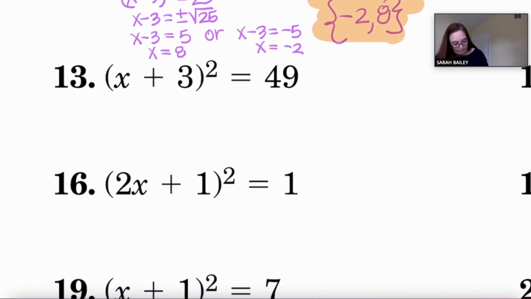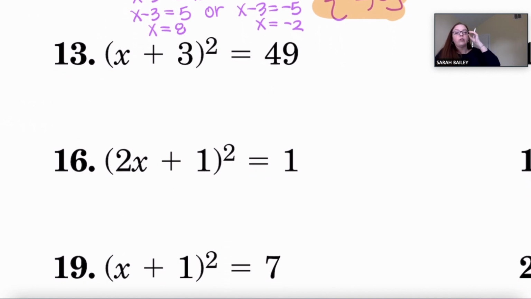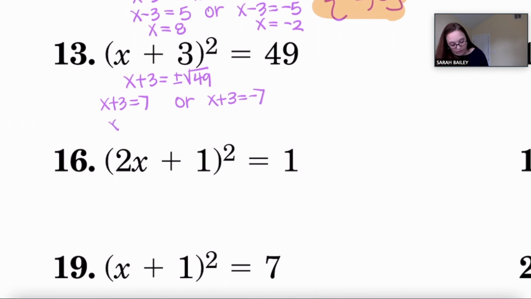Let's do another one. Let's do number 13. So this one is already written in factored form for us. And 49 is a perfect square, so I can just go ahead and take the square root of both sides. So x plus 3 is equal to plus or minus the square root of 49, which means x plus 3 is equal to 7, or it is equal to negative 7. Here x would be 4. Here it would be negative 7 minus 3, which is negative 10. So my solutions are negative 10 and 4.